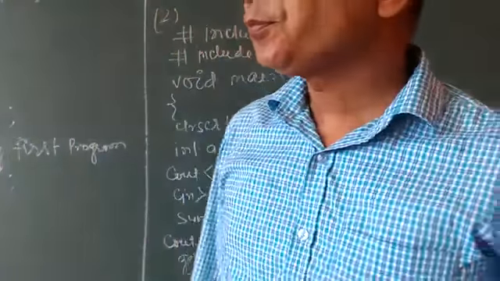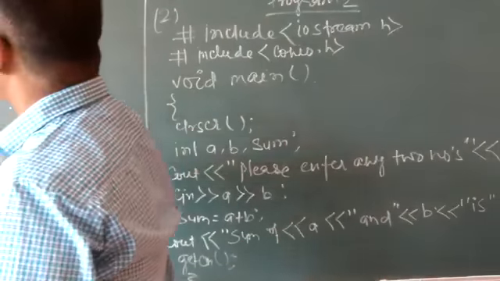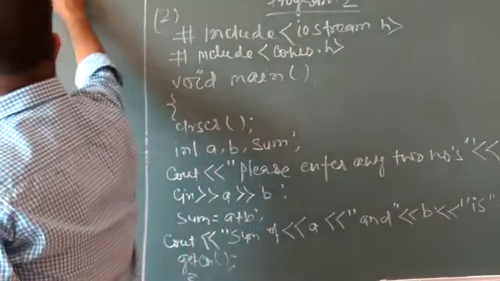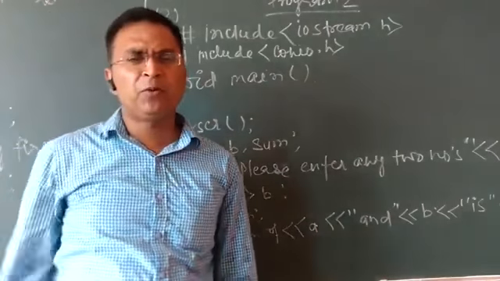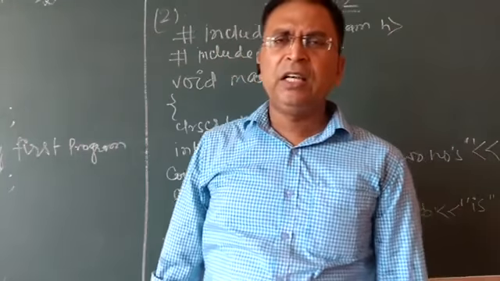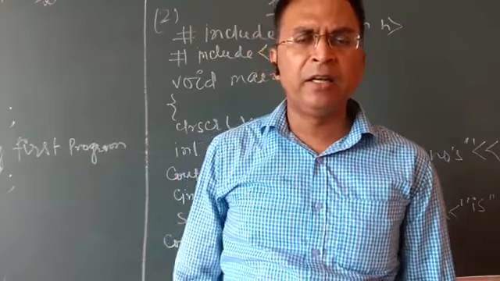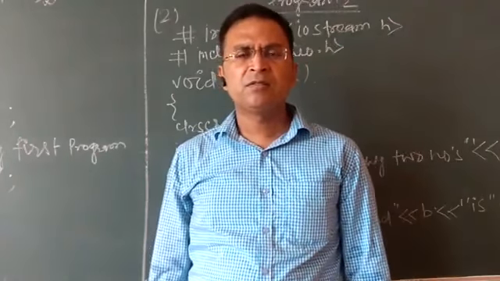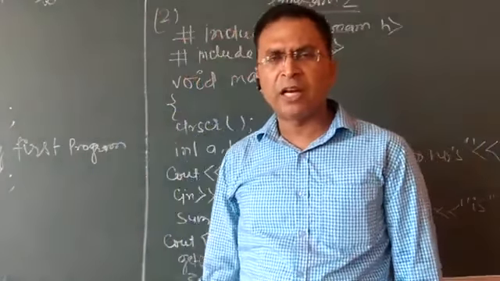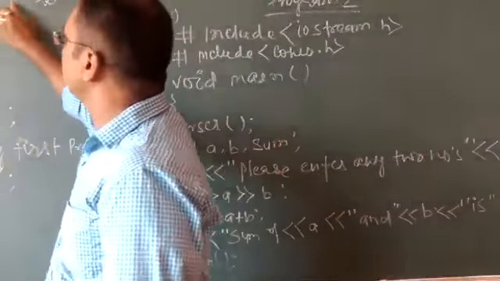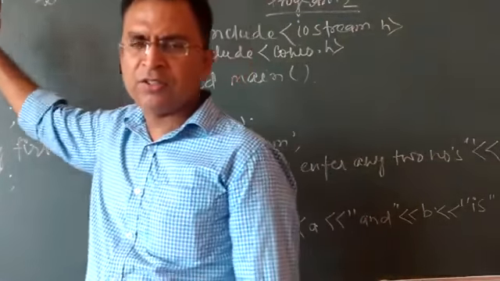In this program, the first line has include iostream.h. We will see why we are writing this. It is nothing but a preprocessor directive, which is predefined in the C++ programming language. Here we include iostream.h, meaning the input output stream header file.